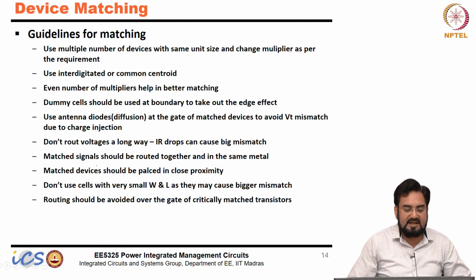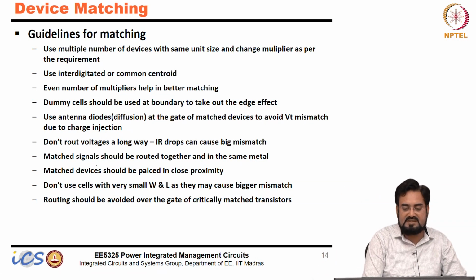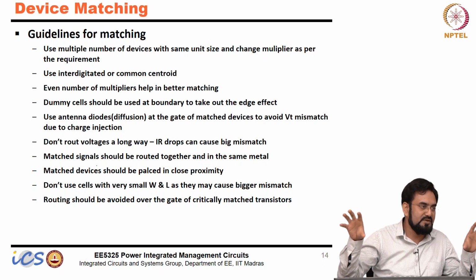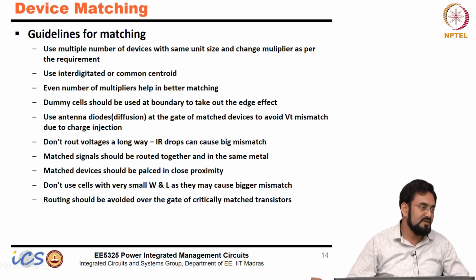So these are some guidelines. Always try to use multiple devices with the same unit size, and change the multiplier as per the requirement. Don't just use a single unit, because otherwise matching won't be good. We always use interdigitized or common centroid for better matching. An even number of multipliers helps in better matching.